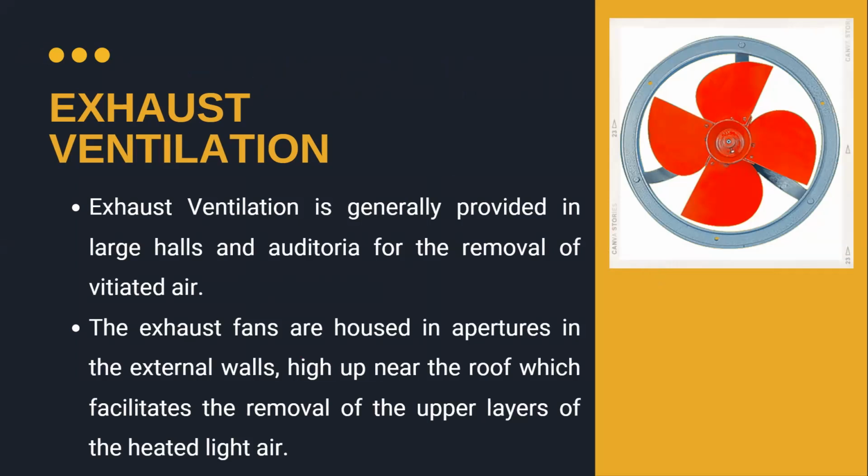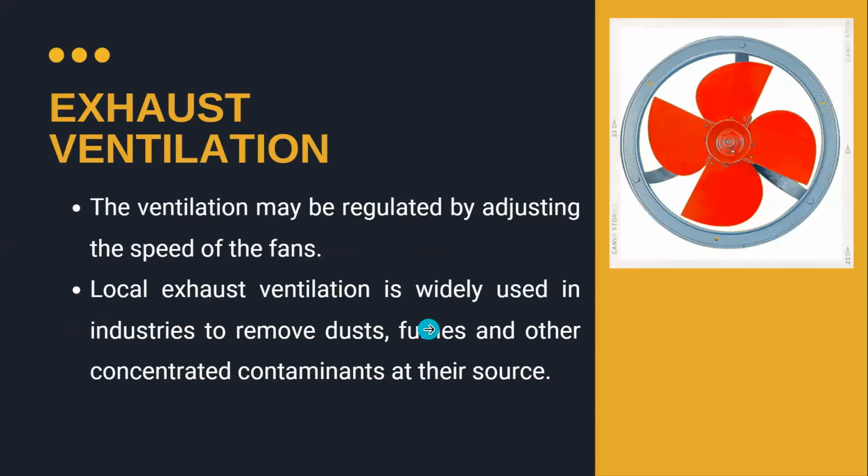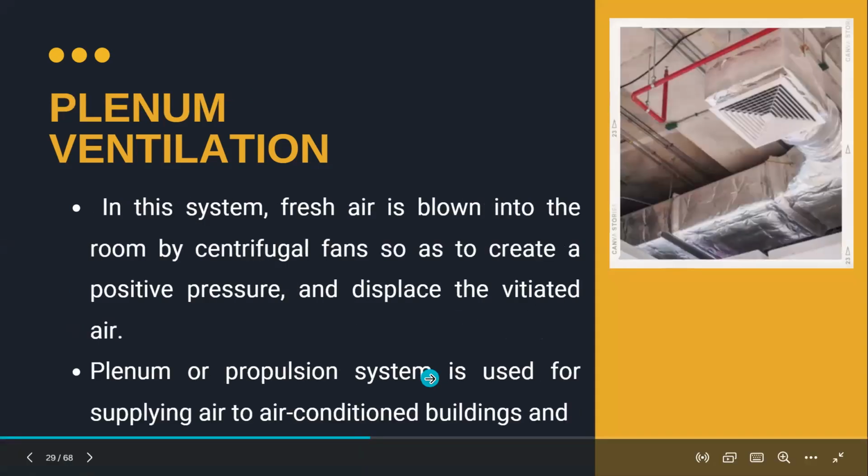Exhaust ventilation is generally provided in large halls and auditoriums for the removal of vitiated air. The exhaust fans are housed in apertures in the external walls, high up near the roof, which facilitates the removal of the upper layers of the heated light air. The ventilation may be regulated by adjusting the speed of the fans. Local exhaust ventilation is widely used in industries to remove dust, fumes, and other concentrated contaminants at their source.